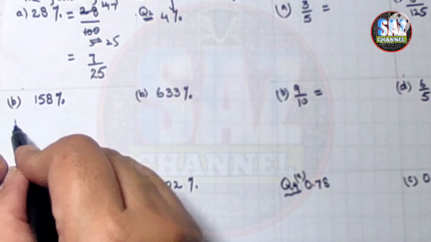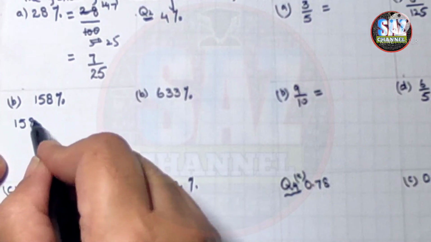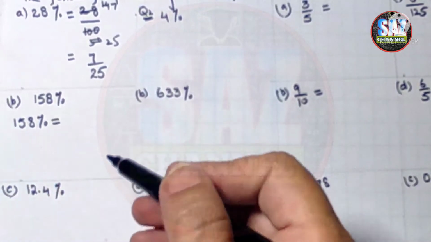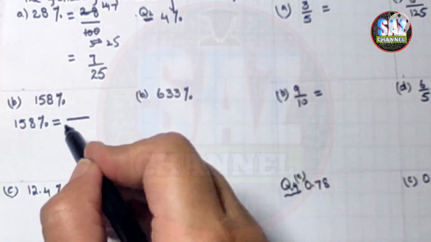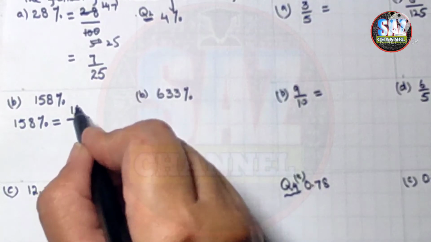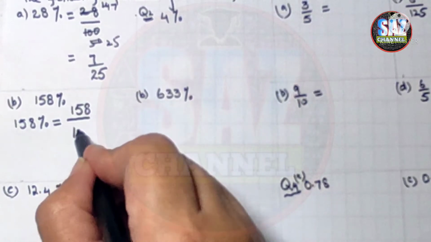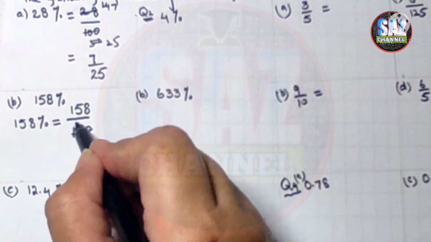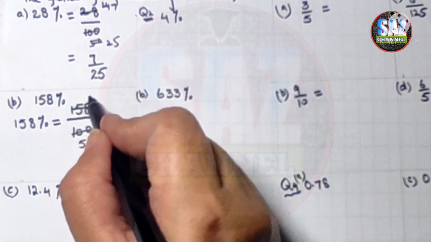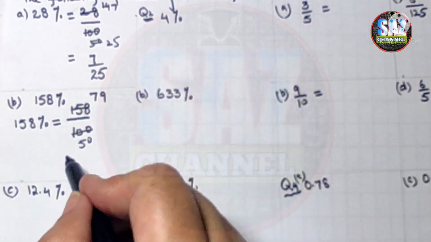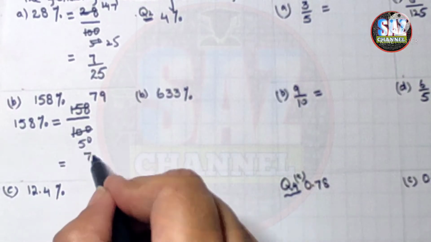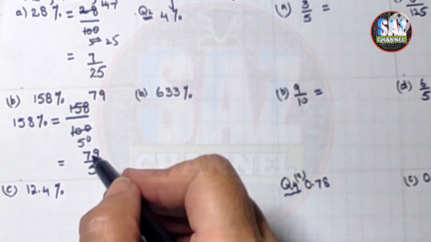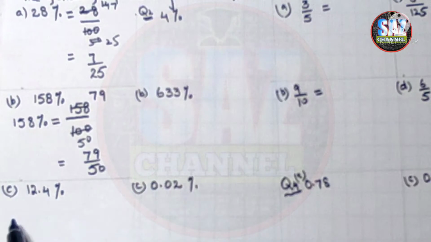158%. So 158%, students, in order to remove this percentage sign, we have to convert it into fraction, divide it by 100, simple rule, and then reading of table, 2 50s are 100, 2 7s are 14 and 2 9s are 18, 79, one even, one odd. We cannot simplify it more. 79 by 50. Really easy questions. And then the next part is 12.4%.